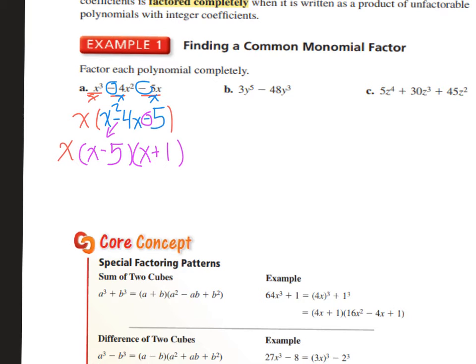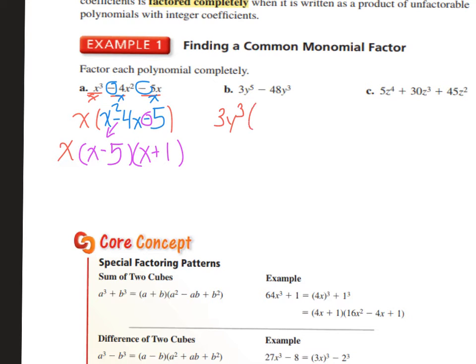All right, let's look at B. There are 2 terms, so we call it a binomial, while the other one was a trinomial. And I'm going to go ahead and pull out a y to the 3rd. But I know that 3 goes into 48, so I'm going to pull that out as well. So it's 3y to the 3rd.